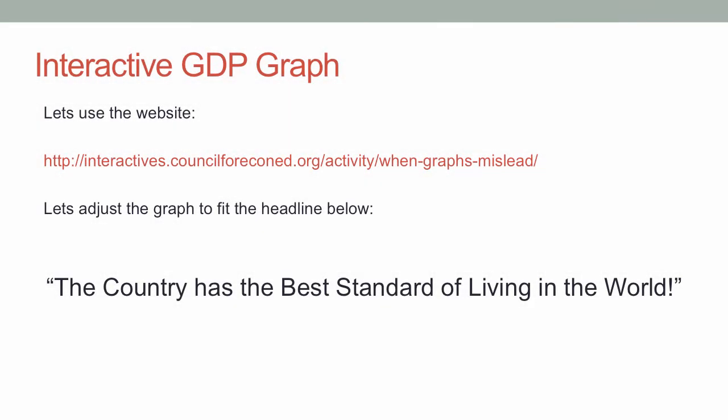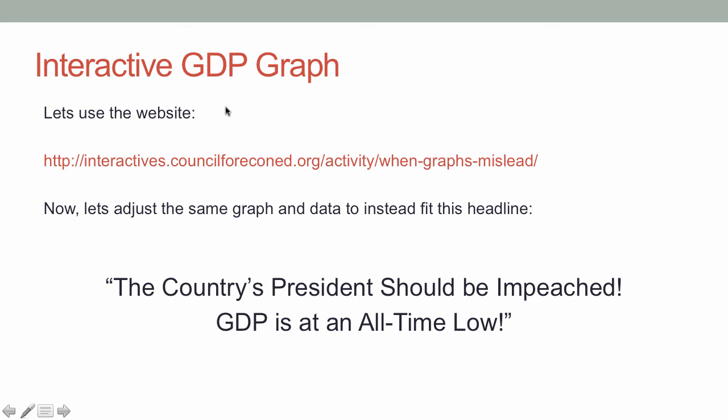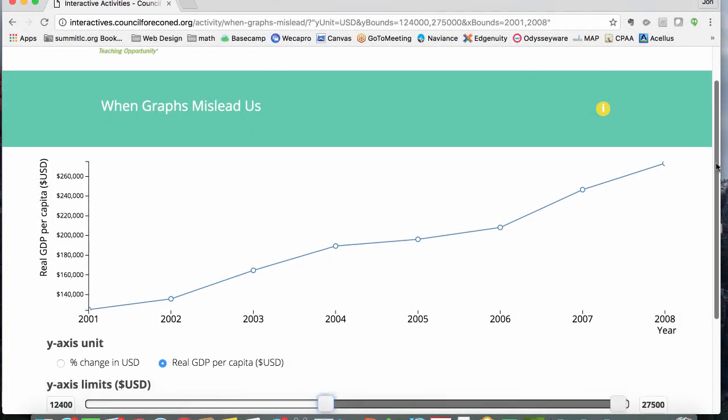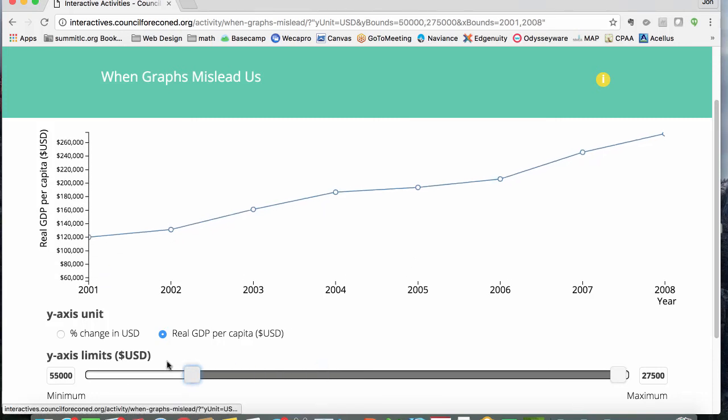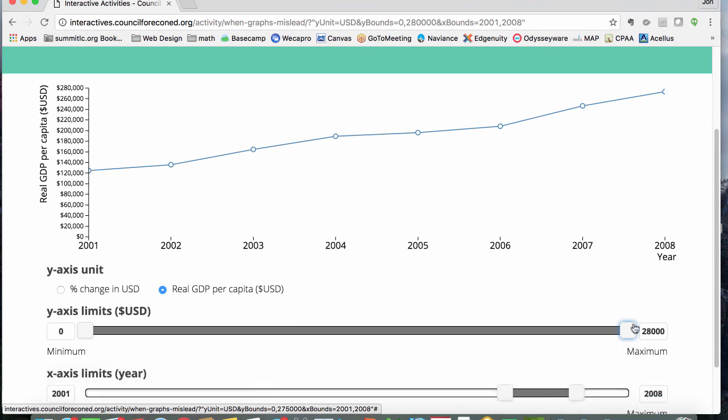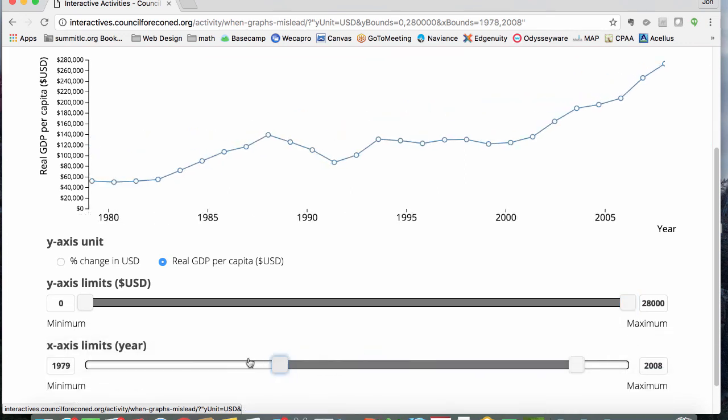Okay, now let's take the same graph, the same data, but instead make it fit this headline: This country's president should be impeached. Our GDP is at an all-time low. We need a new president with a new economic plan. All right, how do we take the same data and show that? Well, going back to my graph here, let's open back up the entire Y values. Let's open back up the entire X values.